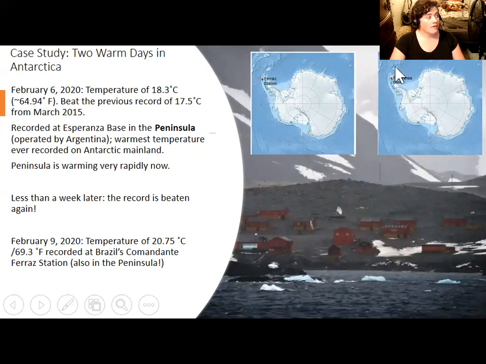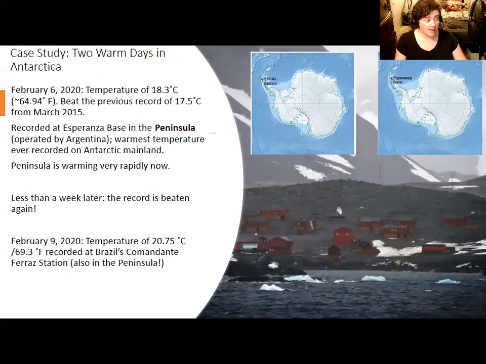It is also the part of the continent that is most surrounded by the ocean, and it is warming the fastest. And on February 6th, 2020, the air temperature was measured at 18.3 degrees Celsius, about 64.94 degrees Fahrenheit. A cool day here, but just balmy and warm by Antarctic standards. And this beat the previous record of 17.5 degrees Celsius taken in March 2015, only 5 years earlier. So we are seeing temperature records be beaten in a matter of a few years.